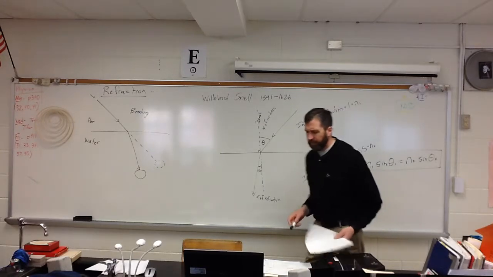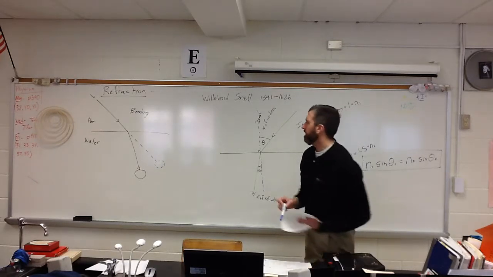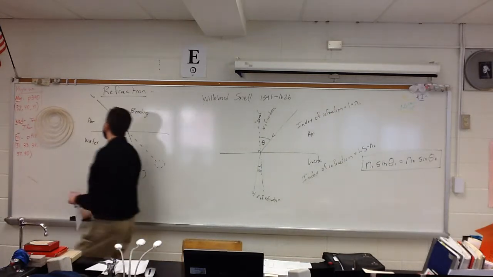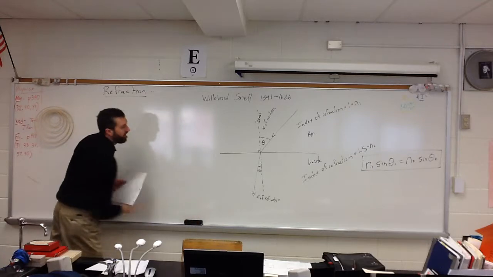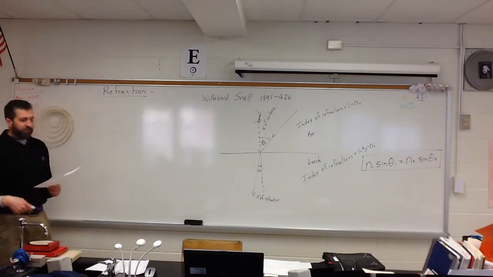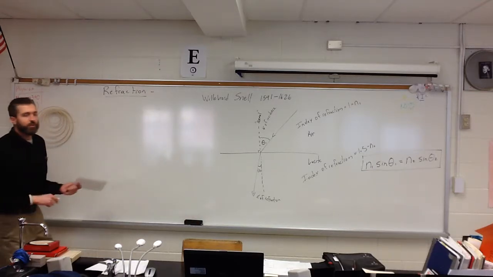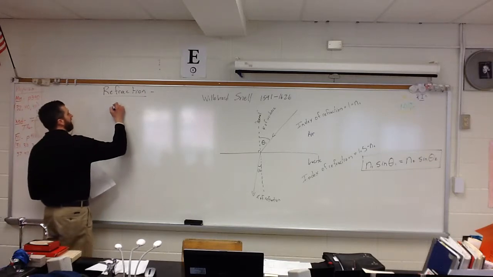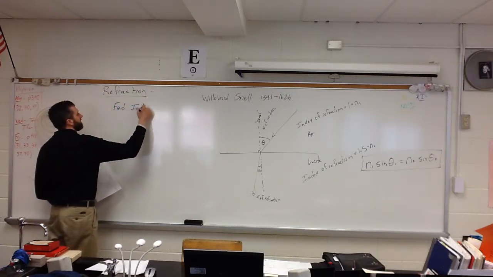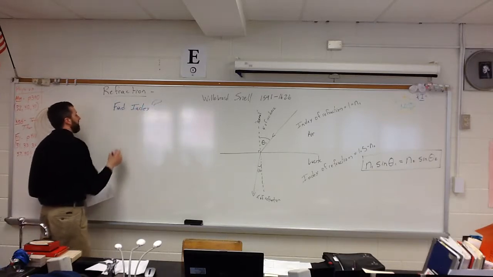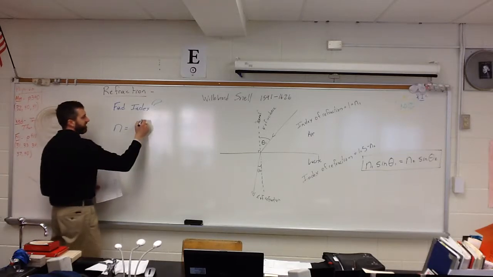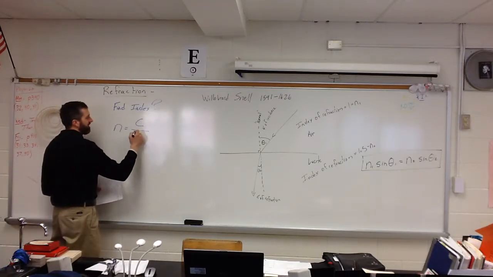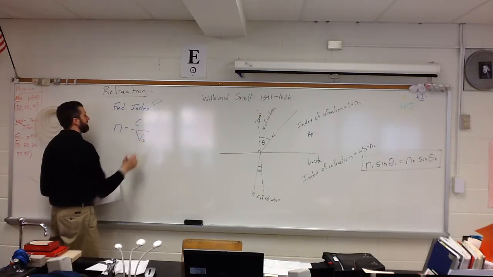Well, before I do an example of that, let me talk a little bit more about how you come up with these n values. I think that's important. I don't want to skip over that. So if you're trying to find out what an n value is, how do you find an index? An n value is arrived at by taking the speed of light and dividing it by the speed in that material.